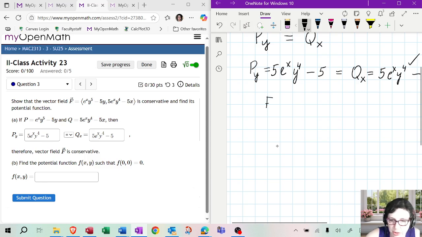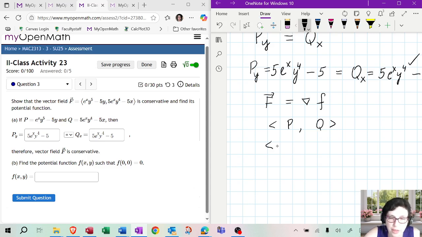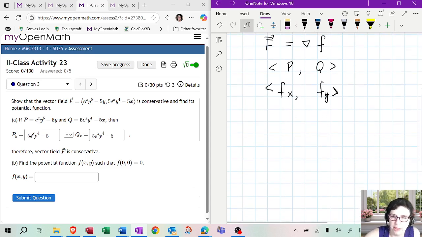Now, the force is conservative when it's the gradient of something. And that's something we need to find. So look at what happens. First of all, the components of the force are P and Q. And components of the gradient of that unknown function that we're trying to find are fx, fy. So what that means is we need to find a function such that the partial derivative of it with respect to x is equal to P, and the partial derivative of it with respect to y is equal to Q. Okay, so let's see how to find that.